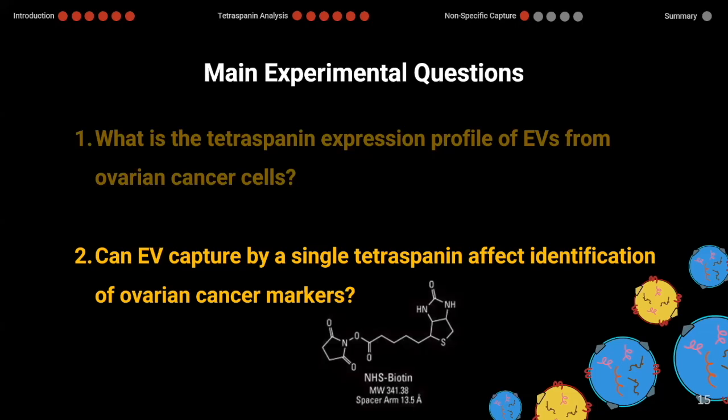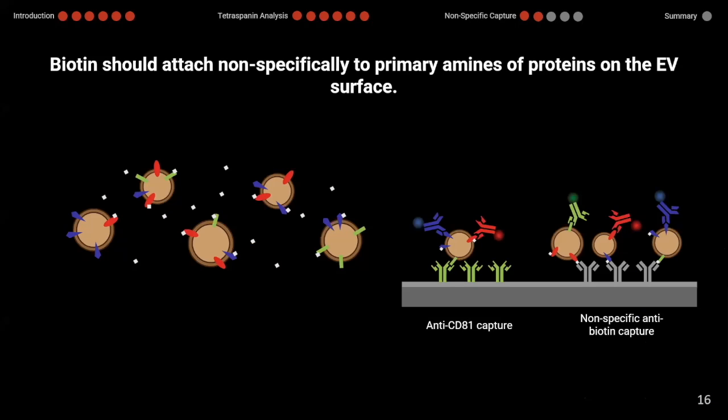So to do this, we incubated our EVs with this biotin molecule, washed away any of the unbound biotin molecules with size exclusion chromatography, and then incubated our EVs on top of this capture chip that we had been using, now with the addition of an anti-biotin capture spot. So this would be our non-specific capture spot that captured hopefully a representative sample of our total EV population. And then we could compare it to the single tetraspanin capture spots and see if there was a difference.